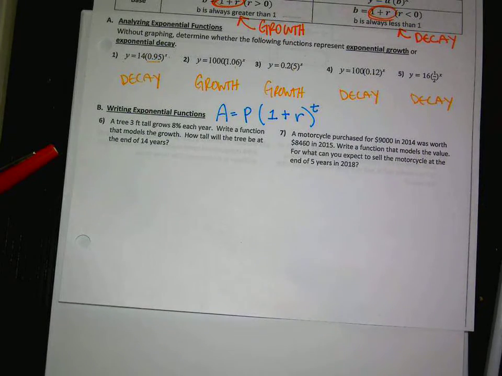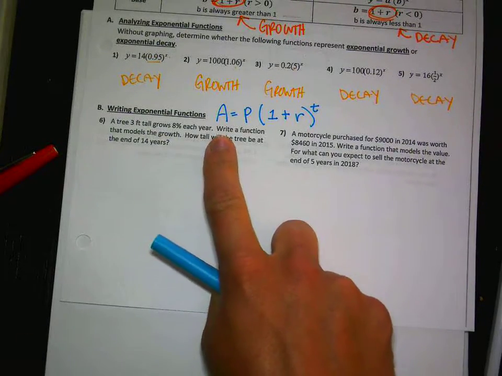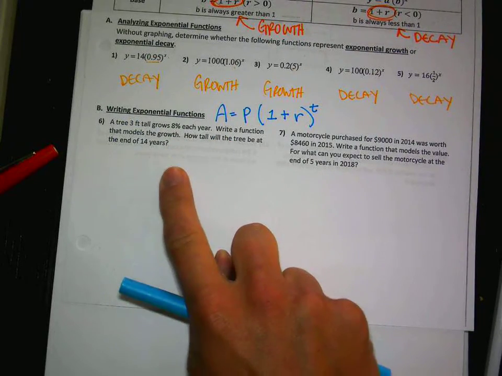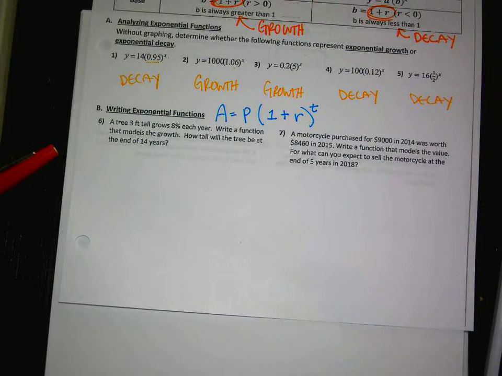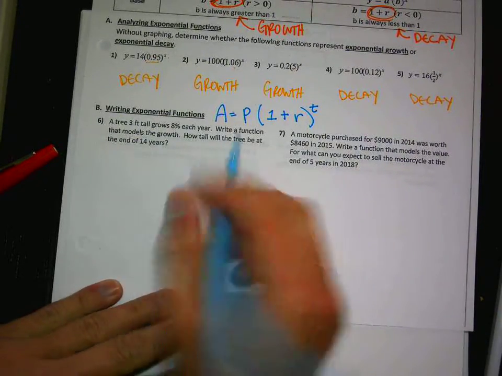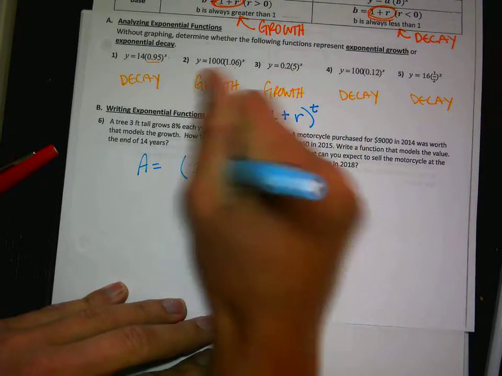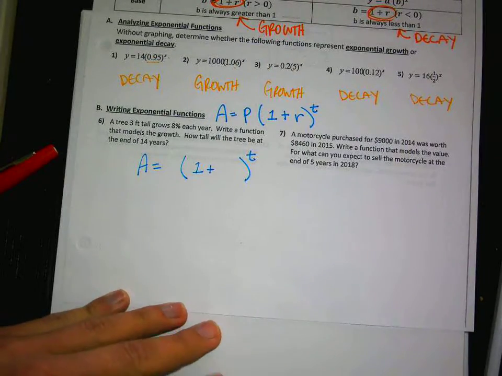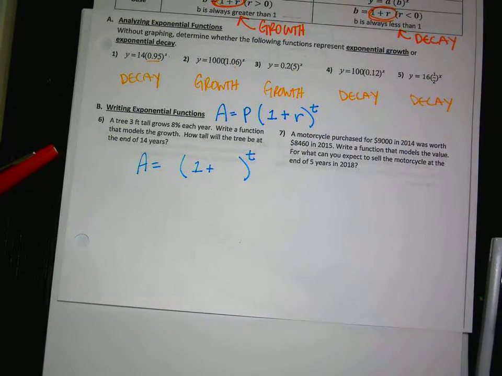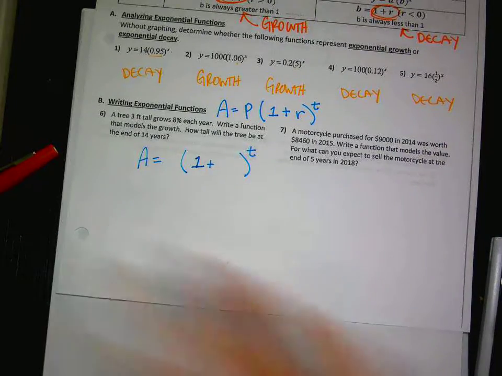So there's kind of two parts to these problems. The first part says write a function that models the growth, and then it says how tall will it be at the end of 14 years. So there's kind of two parts here. For the function part, we are filling in stuff for the P and the R, and we're going to write it in terms of time. And then that way you could always say, okay, well, how tall would it be in 15 years? How tall would it be in 16 years? The time is what's changing, but the starting amount and the rate will stay the same. Does that make sense? How that would be the function?